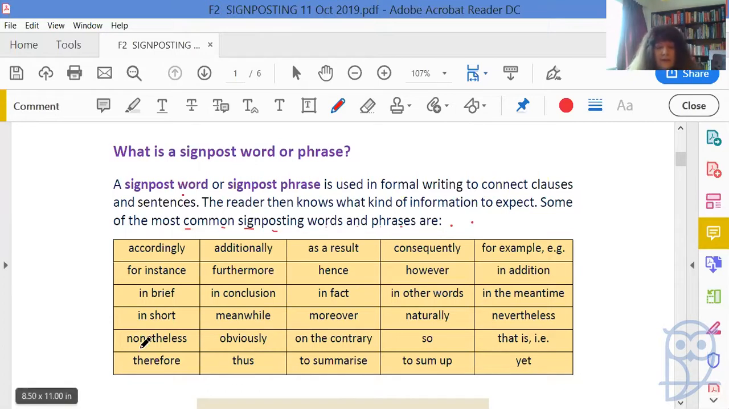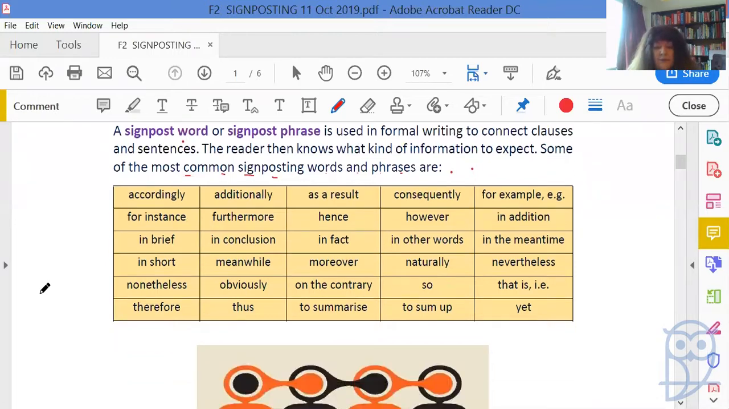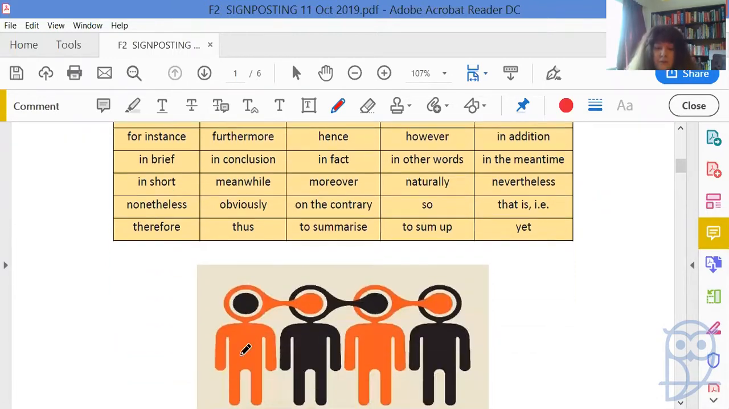Right, so those are very important words that you can use just about anywhere. Signposting words and phrases used for connecting things, just like that.